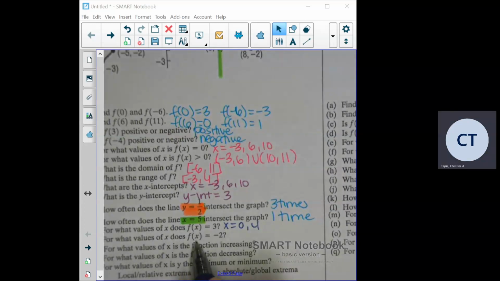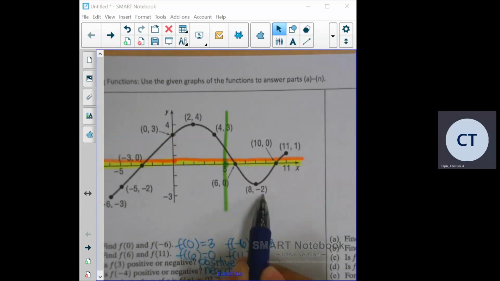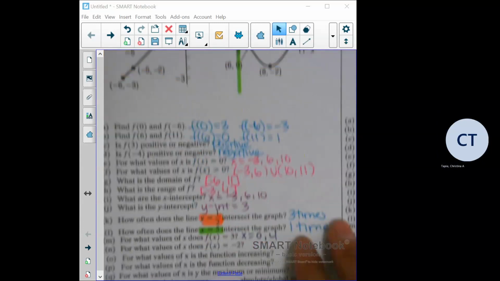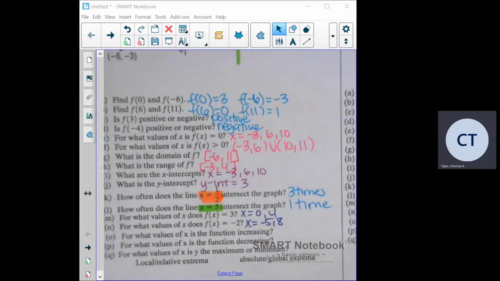What are the values of x when f of x equals -2? Okay, same thing. If I look at this graph, I see the y values here are -2. The x's are at -5 and +8. So down here, x is going to equal -5, +8.